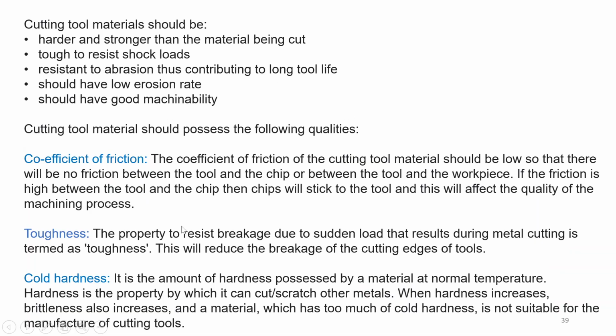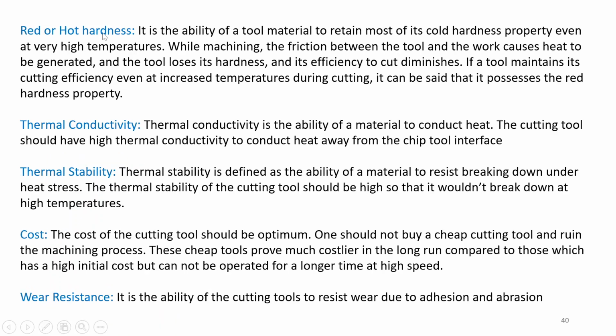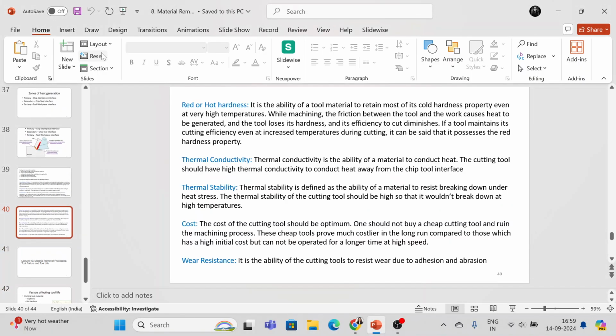And these are the various properties that are required for cutting tools. It should have a low coefficient of friction, good toughness, and good cold hardness but not too much, which can lead to brittleness. It should have good red or hot hardness, so even if the temperature of the tool increases it should retain its hardness. And it should have good thermal conductivity, thermal stability, and wear resistance. Its cost should be optimum.